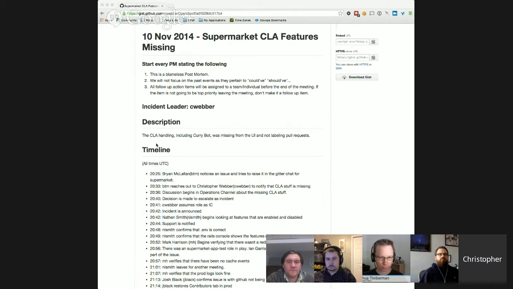All right, so digging in, I was the incident leader because the person that would have normally taken the IC was busy at the moment, so I took on the incident commander role. The issue was that the CLA handling mechanisms, including the query bot, were both missing from the UI, and we weren't seeing pull requests being labeled. Does anyone draw issue with that? Is that description okay? Okay. Seeing nods.